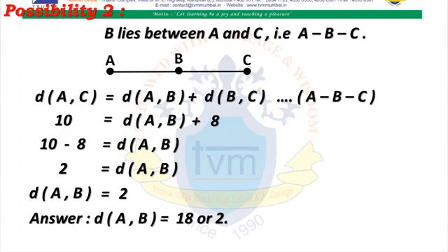Possibility number 3 will not occur, since if we take point A between C and B, then we will get a negative distance, and you know the distance between 2 points cannot be negative. Therefore the third possibility will not occur.